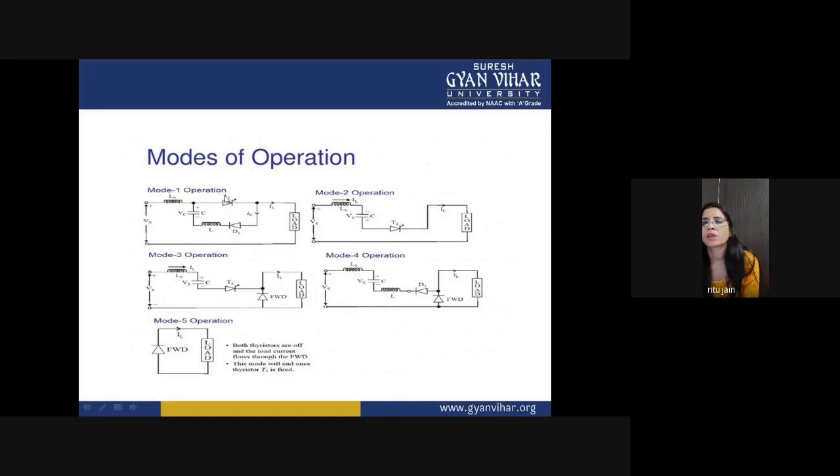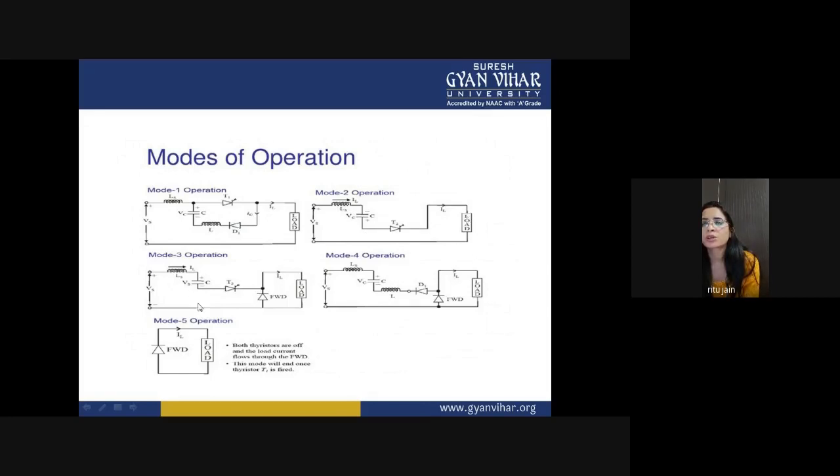In mode 2, when your capacitor starts to discharge, or when it gets turned off, and you turn on this SCR, this terminal will be positive and this terminal will be negative. Because of this, the thyristor T1 will be turned off, and the thyristor T2 will start to conduct. So the load current will flow through this path, through this input inductor, capacitor voltage, thyristor T2 and IL.